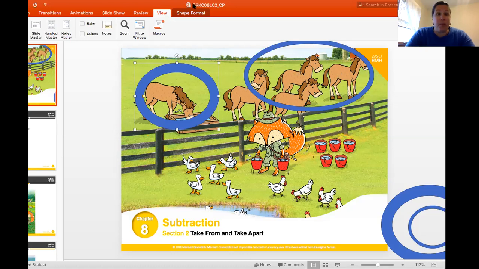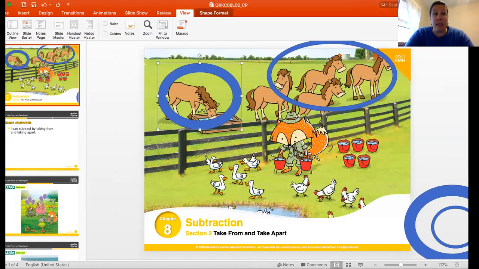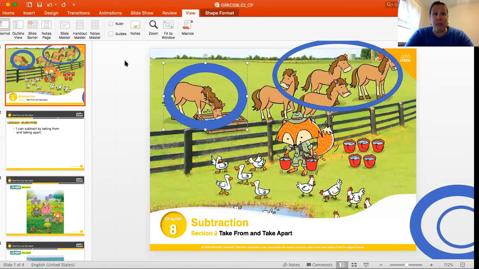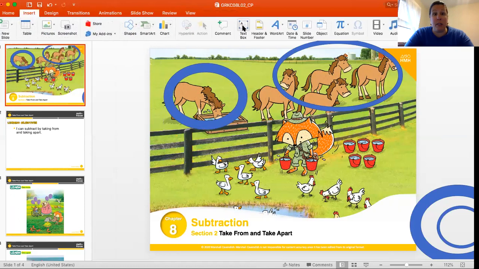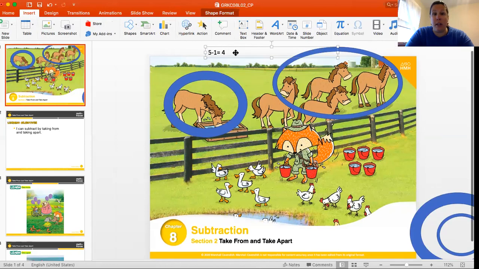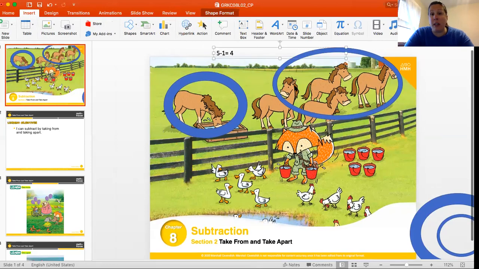So let's make that a number sentence. Five minus 1 equals 4. Make that a little bit bigger for you guys. We had 5 horses all together. 1 stayed behind to drink water. How many walked away? 4.